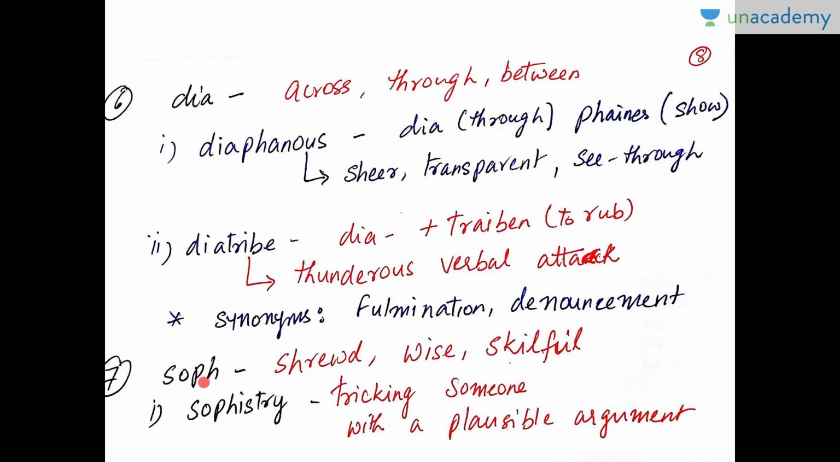Similarly, the word called soph. Sophy is a word which means shrewd, wise, skillful. So sophistry is tricking someone with a plausible argument. So sophistry is a word that has come from sophy. You can think of another word called sophomore, which is a second year student. And sophomore also is derived from this, meaning a second year student doesn't quite know everything but acts like he knows everything. So that is how the word sophomore has also come.